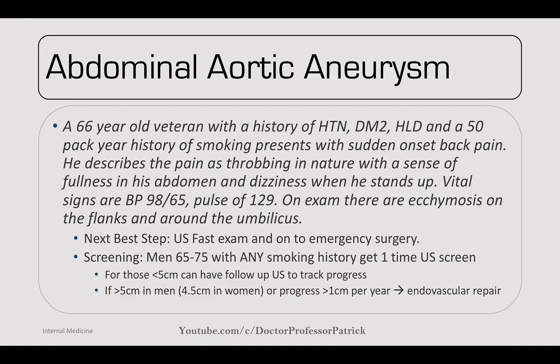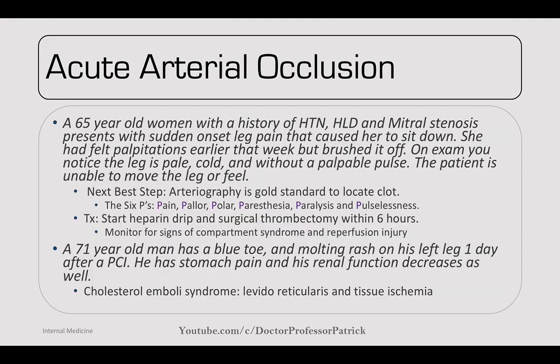So with abdominal aortic aneurysms, it is recommended by the USPSTF to screen any man 65 to 75 with any smoking history. So it doesn't matter if they smoked for 5 years in college, to get a one-time ultrasound screening to determine the size of their abdominal aorta. Anyone who is greater than 5 centimeters can have follow-up with ultrasound or CT scan to track the progress. If it's greater than 5 centimeters in men, 4.5 in women, or it progresses to greater than 1 centimeter per year, usually endovascular repair is recommended before any type of collapse like this where there's a high morbidity and mortality.